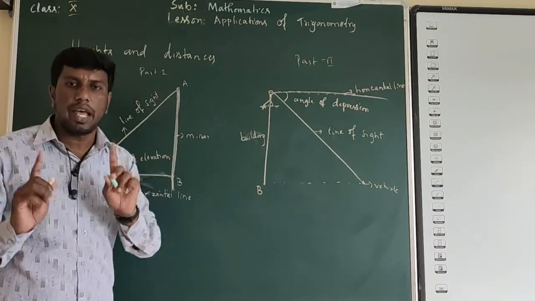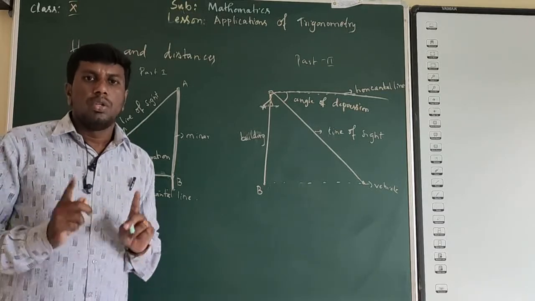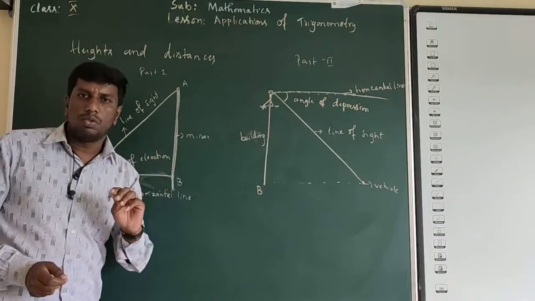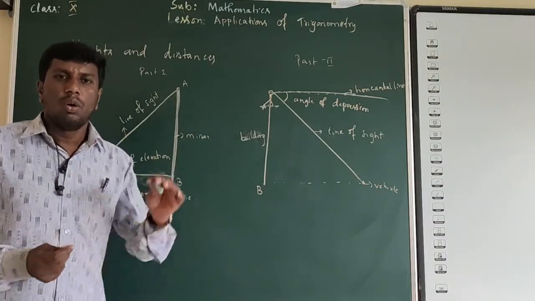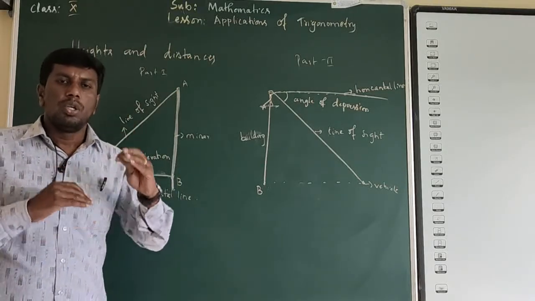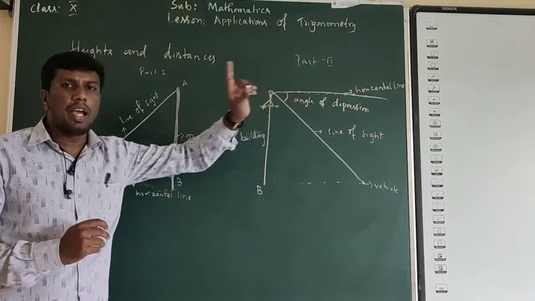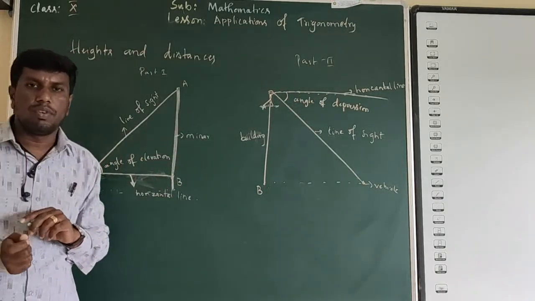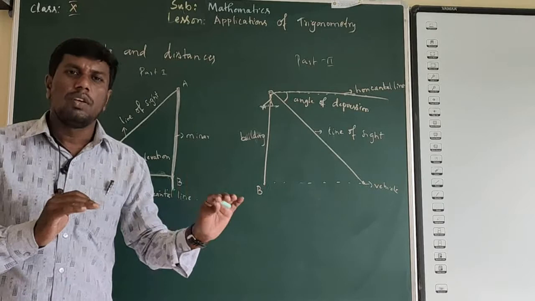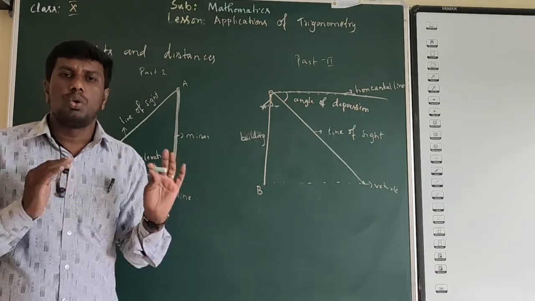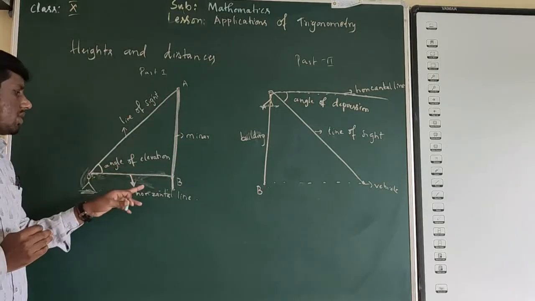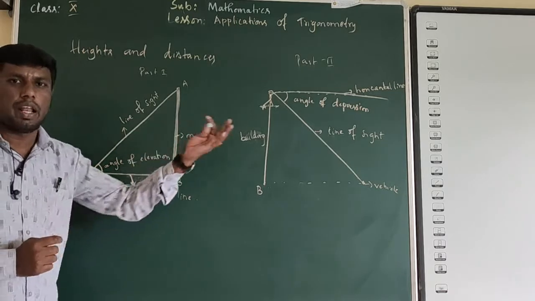Only then can you draw the diagram for the question. Remember that they won't give the diagram. They will only give the question, and you need to form the diagram. If you want to form the diagram, you should know the angle of depression and angle of elevation. Whether we have an angle of elevation or an angle of depression, you should know which is the horizontal line and which is the line of sight. So I am taking the time to explain these points: the horizontal line, line of sight, angle of elevation, and angle of depression.